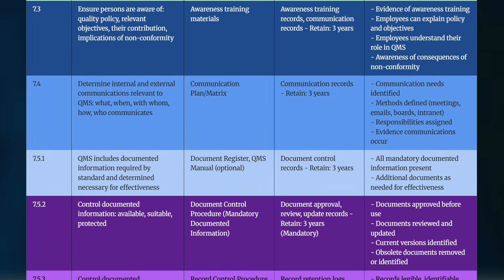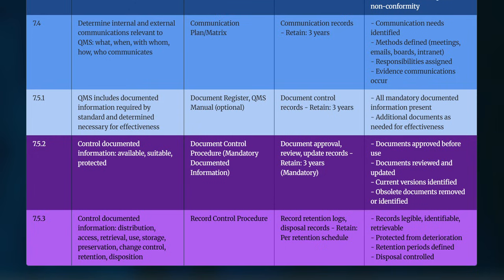7.5.1, it requires that your QMS must include documented information required by the standard and determined as necessary for effectiveness. The documents you need here: a document register and QMS manual. The QMS manual is optional at this point, but you need the document control records, and you need to retain those records for 3 years. Examples of the requirement, which you can also present as evidence: all mandatory documented information must be presented, and additional documents as needed for effectiveness.